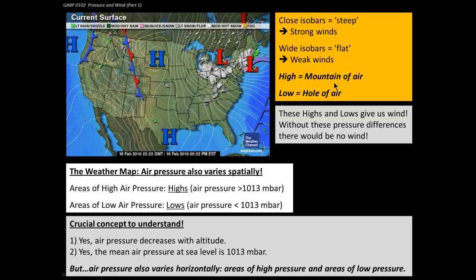You can think of a high pressure area as a mountain, and a low pressure area as a hole, and the air just rushes from the mountain into the hole, down the pressure gradient. The wind blows from the high pressure area to the low pressure area. That's the basic situation. It gets a little bit more complicated than that, but the basic fact remains.